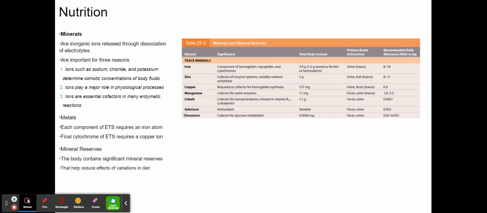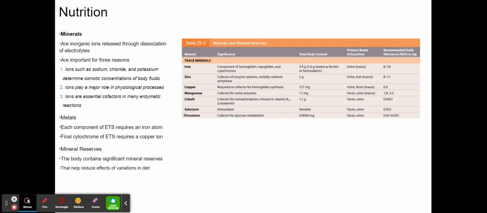One, ions such as sodium and chloride determine the osmotic concentrations of body fluid. Potassium is important in maintaining the osmotic concentration of the cytosol inside body cells. Two, ions in various combinations play major roles in important physiological processes. As we've seen, these processes include the maintenance of membrane potentials, the construction and maintenance of the skeleton, muscle contraction, and the generation of action potentials, the release of neurotransmitter, hormone production, blood clotting, the transport of respiratory gases, buffer systems, fluid absorption, and waste removal.